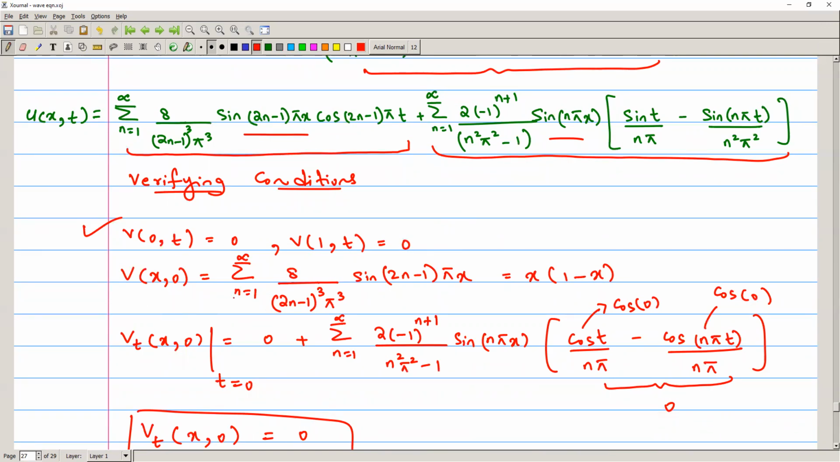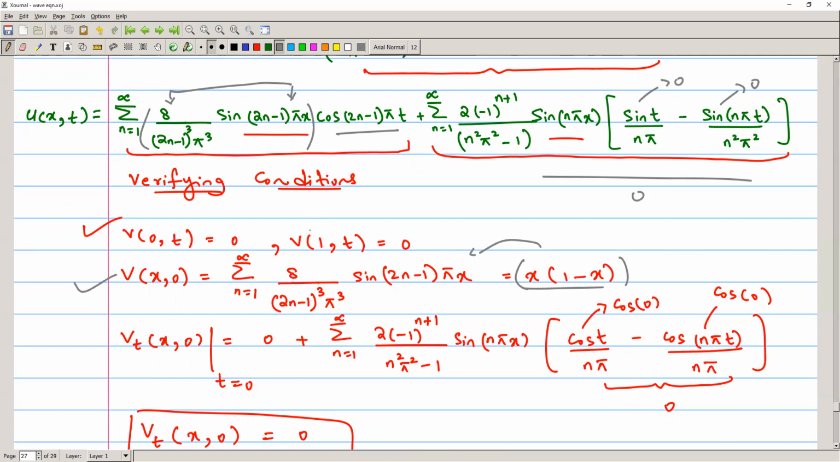And w(x,0) will be equal to, if we put 0 here in this part, we will get 1. Therefore, we will be left with this part only, right? And for here, if we put 0 in sine t, it will become 0, and this will also become 0. Therefore, this whole will become 0, right? So we're left with only this part. So this part is basically x times (1 minus x), because we calculated the Fourier series of this function that was equal to this function, right? So this is verified as well.